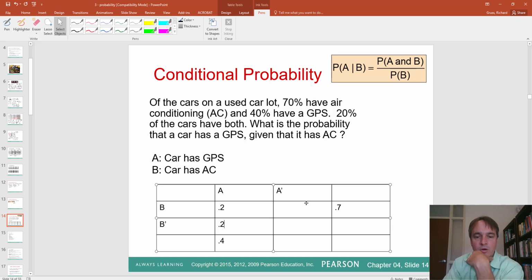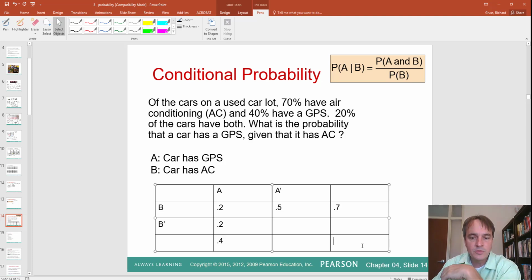Okay, well, so we know this one too, right? Because we know that all told, 70% of the cars have air conditioning, which is event B. And if 20% have AC and GPS, that would mean that 50% don't, so 0.5. And of course, these add up. So we know that the lower right corner has to equal 1, right? So that's 100% of the cars.